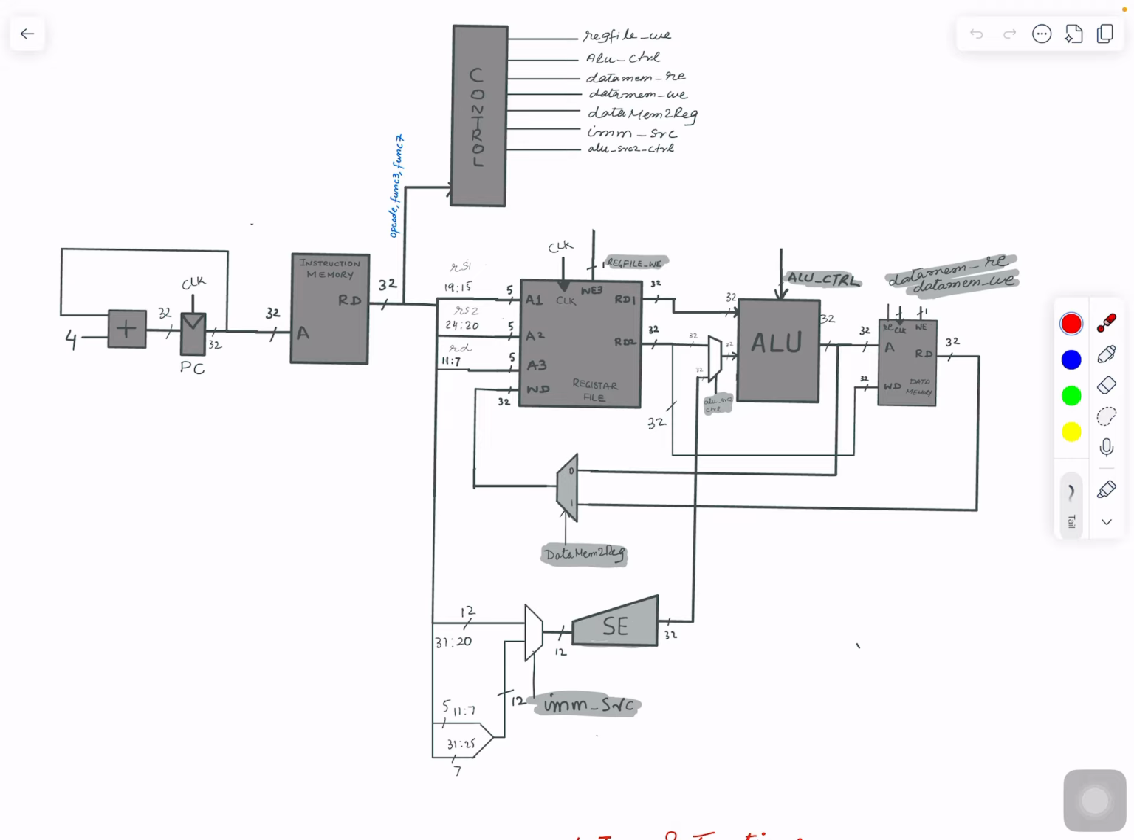And if you remember, we did implement ADDI and load word type instructions. So this architecture actually pretty much covers all those I-type instructions that I was telling you we were going to implement.